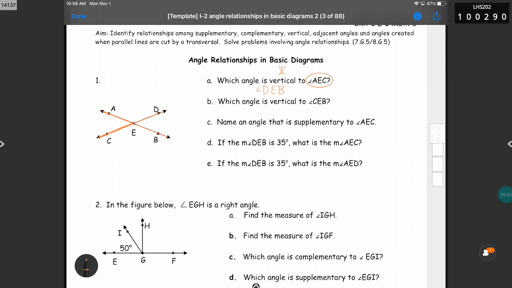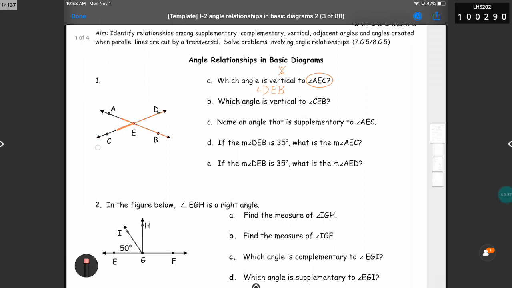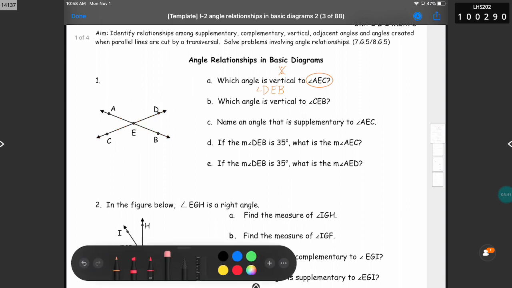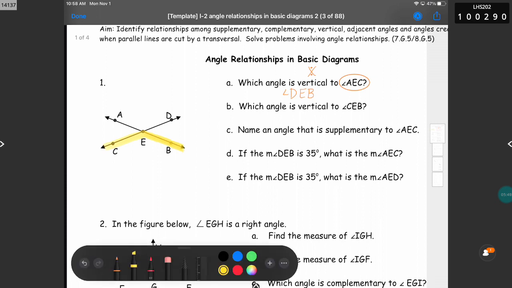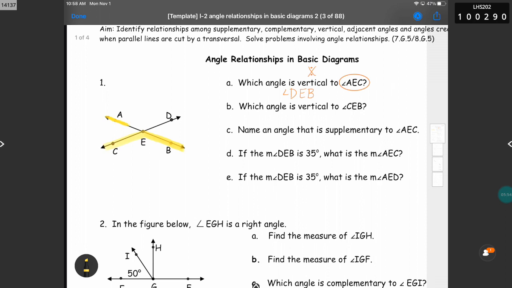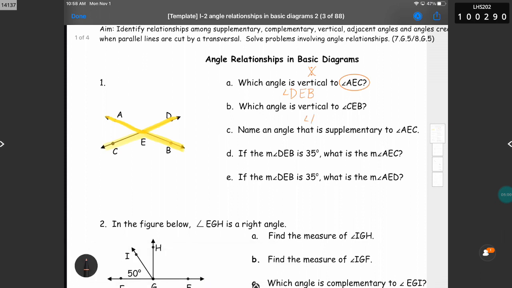All right, I'm going to erase what I have there so I can do the next one, just so we don't get confused. Okay? So the next one is angle CEB. Which one creates an X with CEB? AED. Do we see that? There's the X. So this is going to be angle AED.